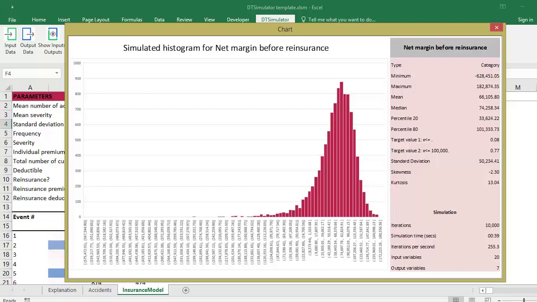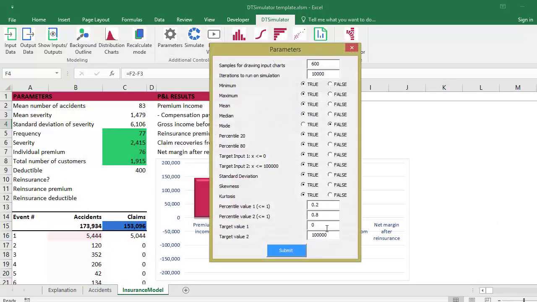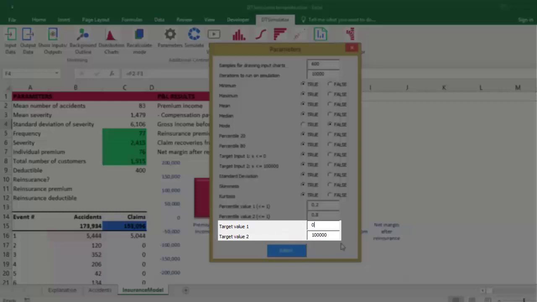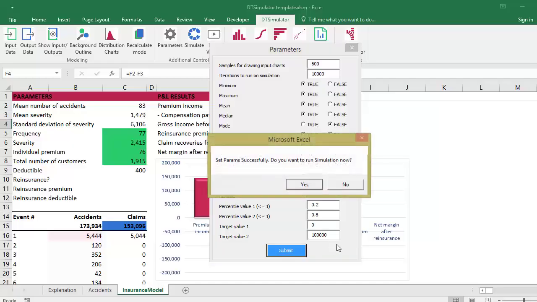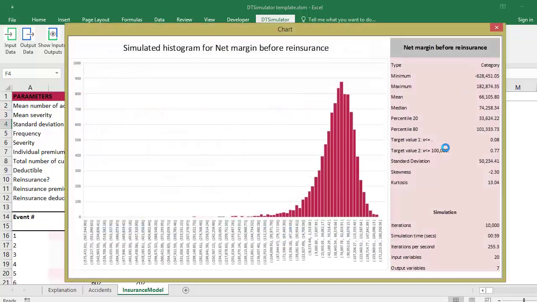Now, we want to do a probabilistic analysis on two important profit threshold values, $0 and $100,000. In other words, we want to calculate the probabilities of making a profit more than $0 and of making more than $100,000. 28. Go to the Parameters icon and change the values of target values 1 and 2 at the bottom of this dialog. Just make sure you do not simulate again when asked. This operation will change the delimited target values correspondingly.